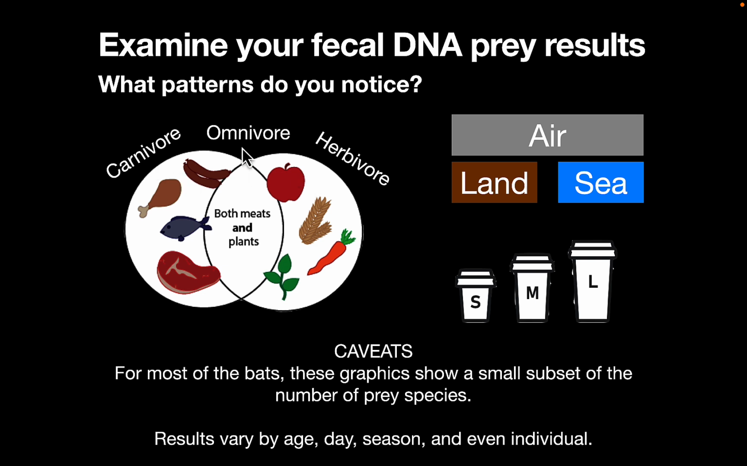Does this look like a carnivore, an herbivore, or an omnivore? Does it eat things that are found flying through the air, crawling around on the land, or maybe near or swimming in the sea, or other water bodies? We'll just call it sea. And just the size, small, medium, large. What's your sense? So we'll go ahead and we'll take a look at Ginger's data.